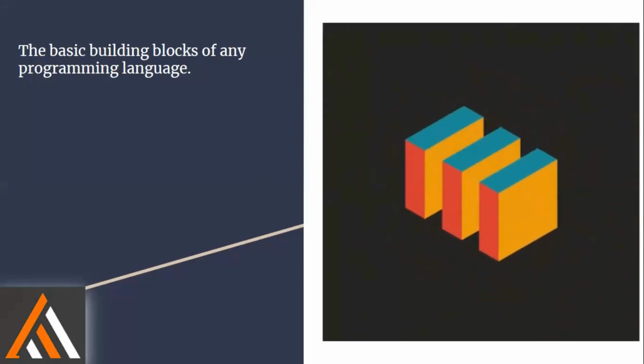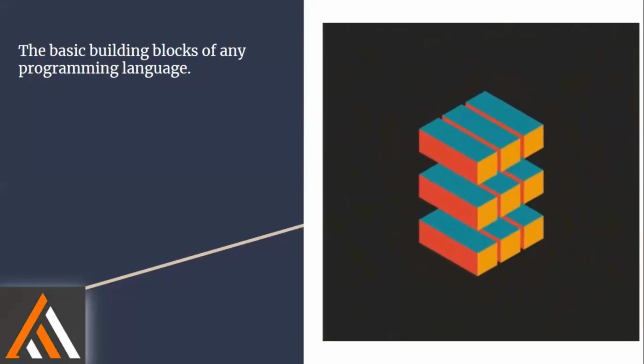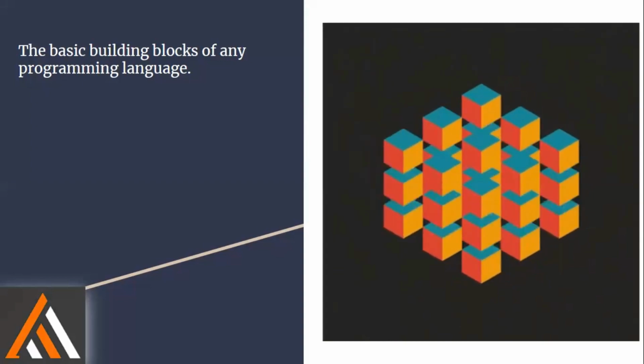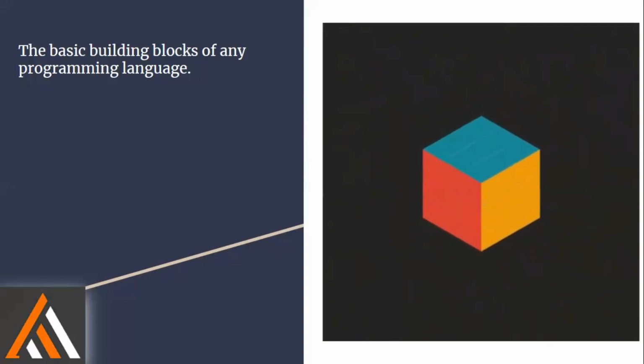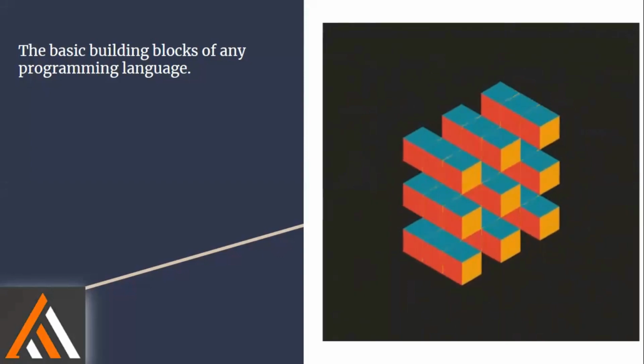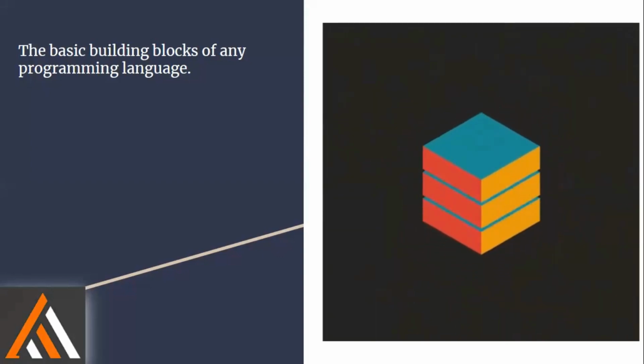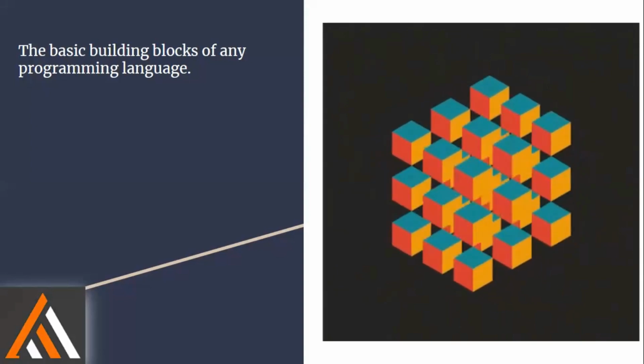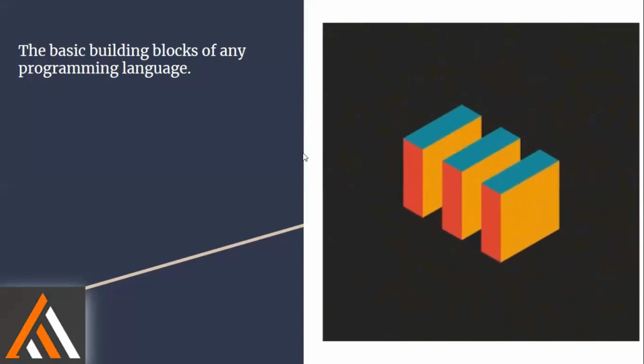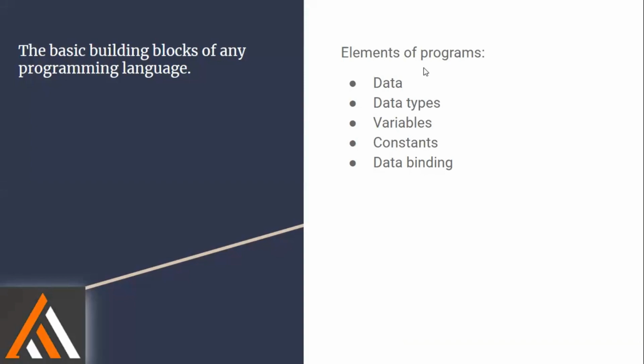When it comes to creating a program, we need to know that programs are always created by integrating basic elements, and coordination between them helps us create a complete and running program. So the elements of programs are data, data types, variable, constant, and data binding. We'll look at each of them one by one.